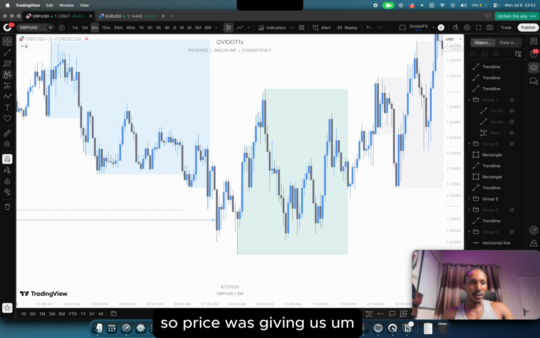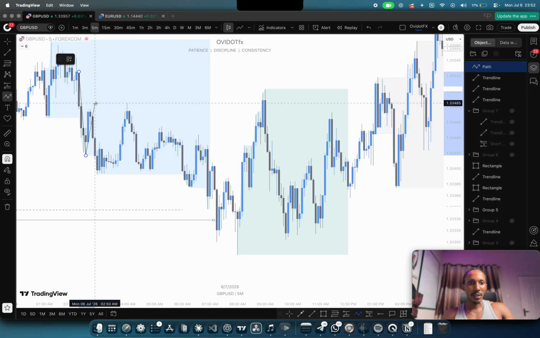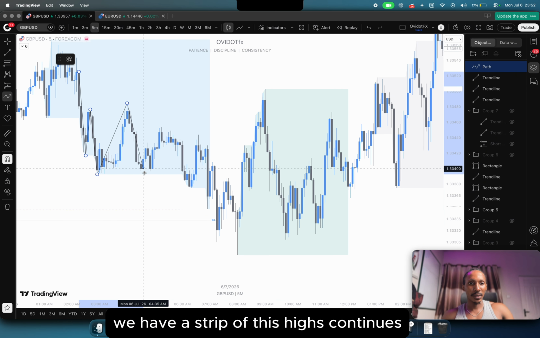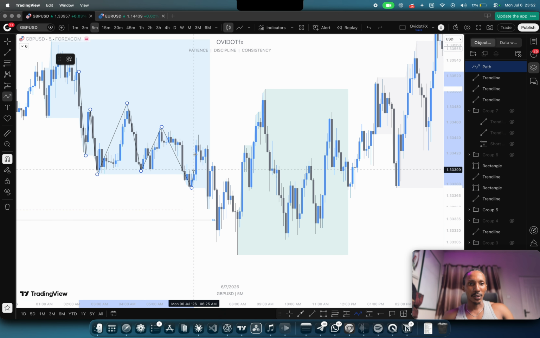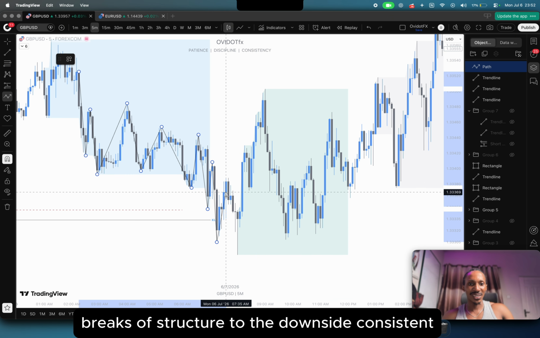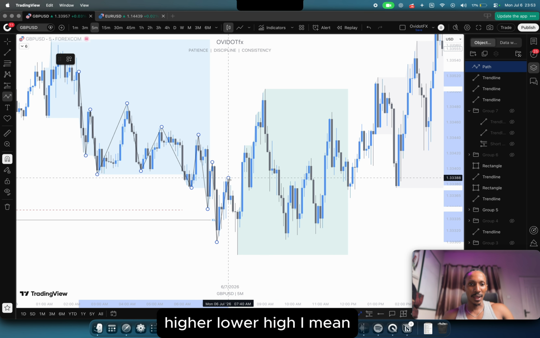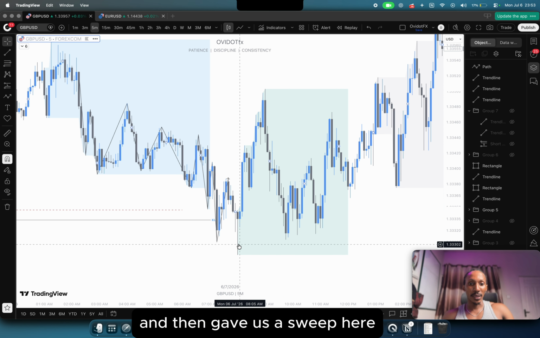So price was giving us this consistent trend to the downside, as you can see. Lower highs, lower lows. We have a strip of these highs, continues, came here to induce buyers, pushed up, then broke it down, came back up, mitigated down, breaks of structure to the downside, consistent. And when price came into the key level, we created one more lower high, and then gave us a sweep here.